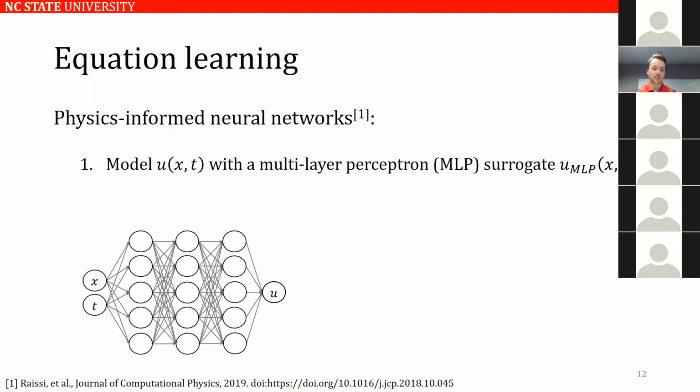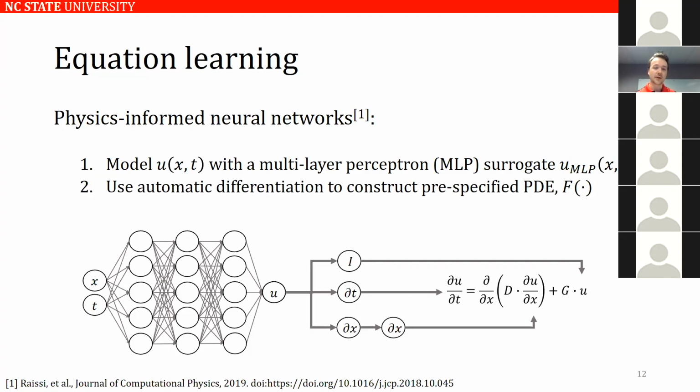So this is work from Maziar Raisi and George Kardianakis at Brown University. And so what this method does is, say you have noisy data and you have some unknown dynamical system U. So you first use a MLP, it's just an artificial neural network, a multilayer perceptron, to approximate the solution of the PDE. And that's just done by training it to approximate the noisy data, as you saw in John's talk earlier. However, you can use automatic differentiation to construct both the left-hand and right-hand sides of some governing PDE.